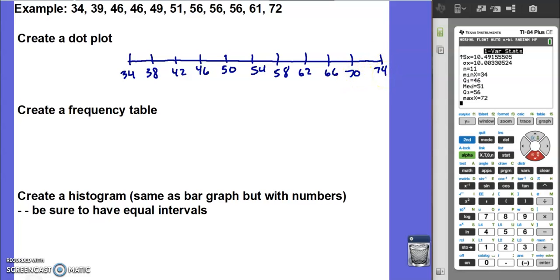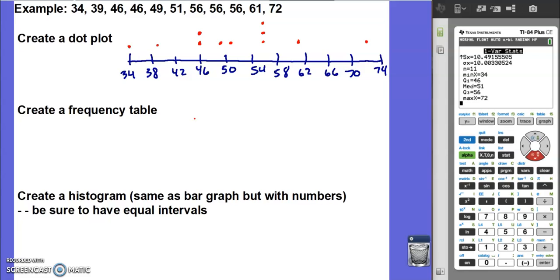A dot plot literally is just a dot for each one of those data. So 34 is right here. I'm going to put a dot. And 39 is right here. 46, 49. Notice I put it right before 50, and 51 is right past it. 56 is right in between 54 and 58. Another 56, and another 56. 61, and then 72. So that's all that a dot plot is. It's basically a bunch of dots.